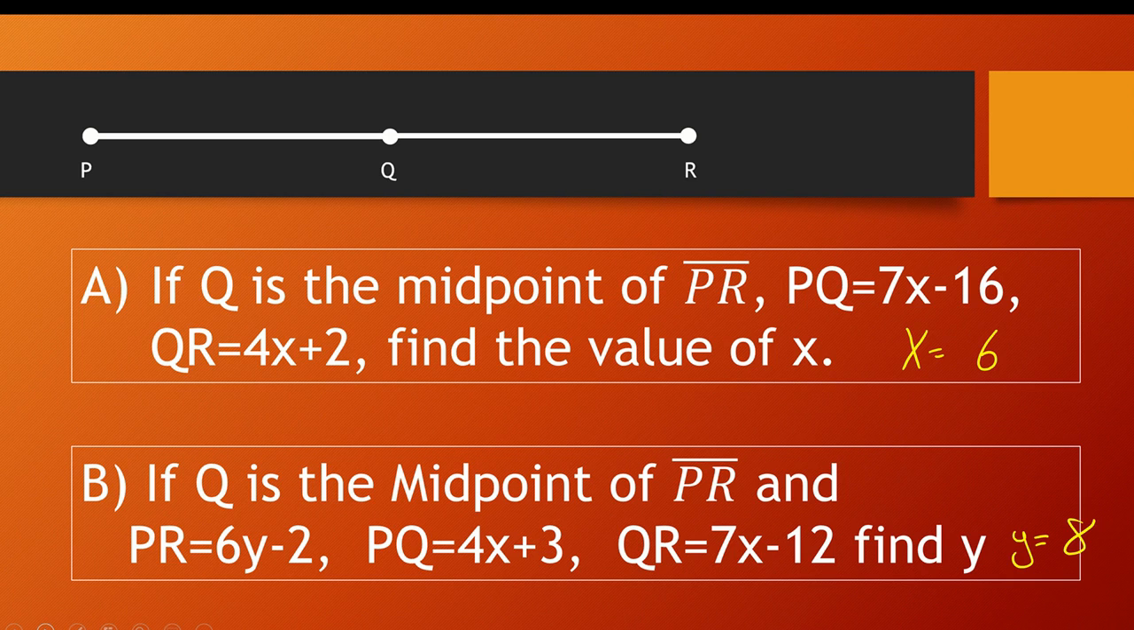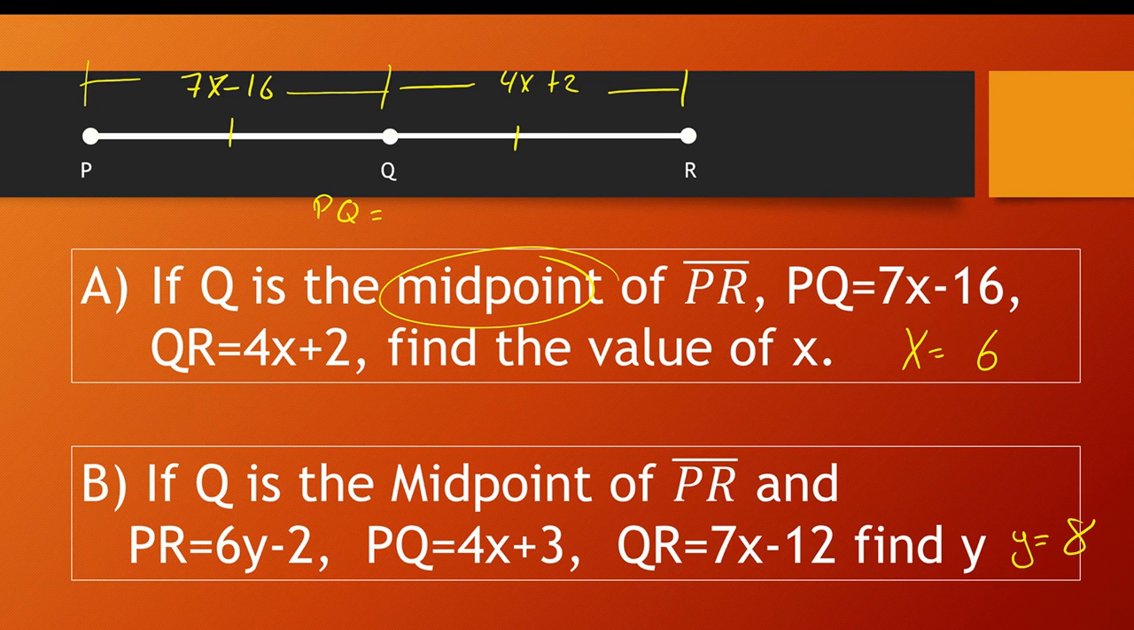And so, here we go. For the first one, it says if Q is the midpoint of PR, that means these 2 segments are exactly the same, right? So PQ is 7x minus 16, and QR is 4x plus 2. Because we know they're equal, and the reason we know they're the same is the definition of a midpoint, right? Midpoints tell me that PQ is equal to QR. And so if I want to solve for x, that's what's giving me my equation. I know PQ is this and QR is this, so simply set them equal to each other.